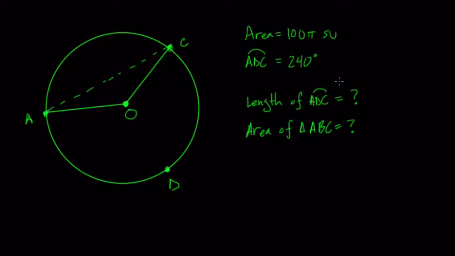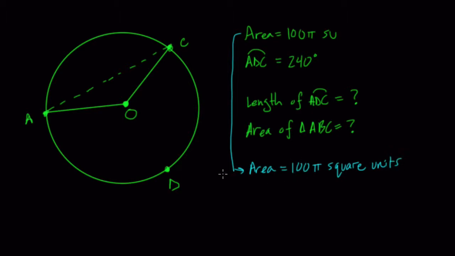Okay, so we're told that for this circle, the area is 100 pi SU. The SU represents square units because with area, we deal with square units. So we don't know what the units are, but it's 100 pi square units. And before we even really read the question, we can pick apart the area to understand some other basic things.